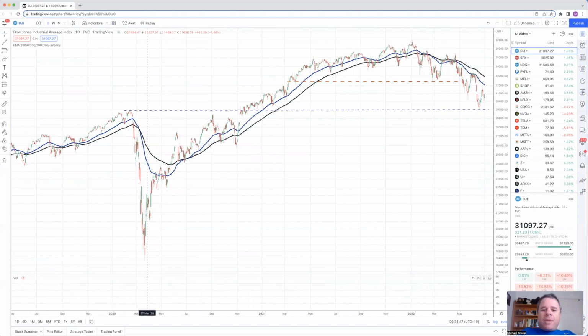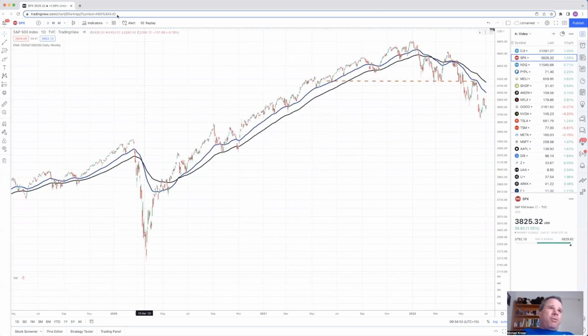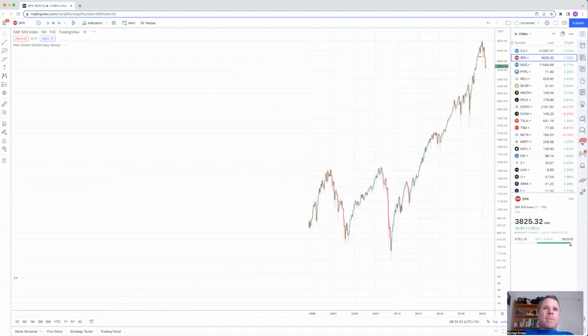Now let's have a look at the S&P 500. Should we have a look at the log? Let's have a look at the log. Actually, that was a log. And look at the monthly.